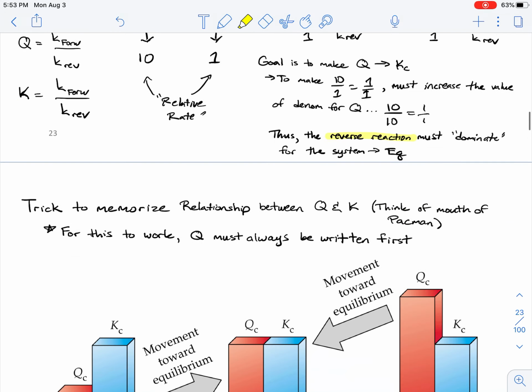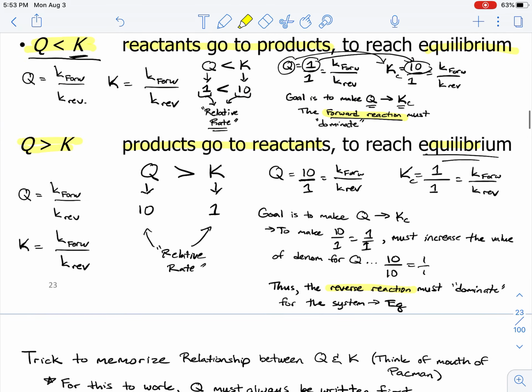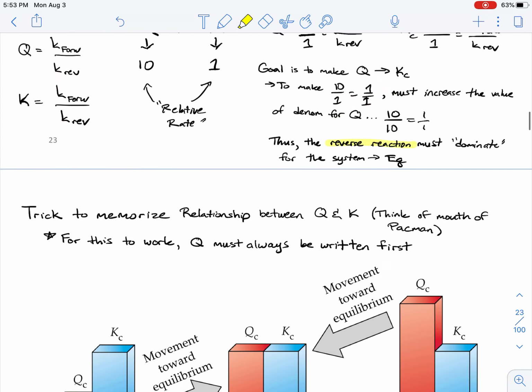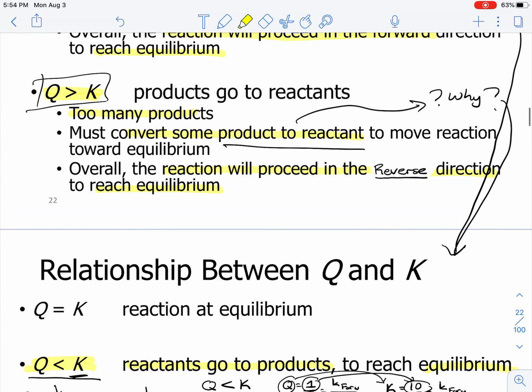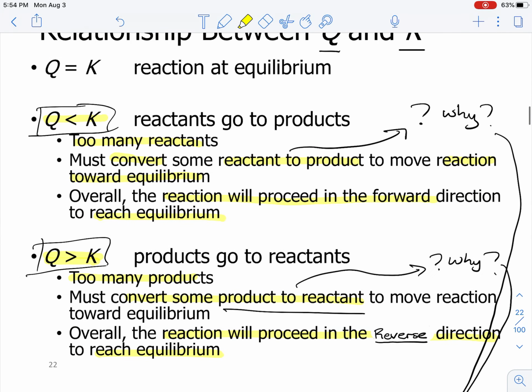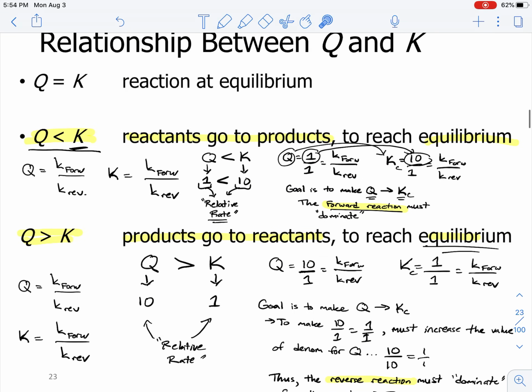All right, so we can go ahead and visualize this by looking at this image. Now, real quick, if you guys didn't really understand this train of thought or logic, that's okay. This is just like a proof. It's just a brain exercise, if you will. The really important thing is to understand the direction. When Q is less than K, reactants must go to products, so it's proceeding in the forward direction. When Q is greater than K, the product must be converted to reactant so that the reverse direction must occur.